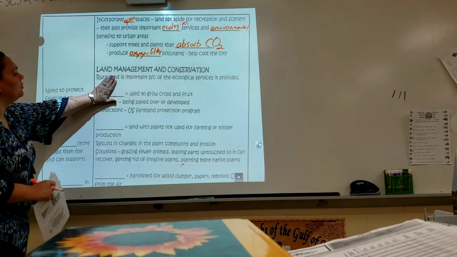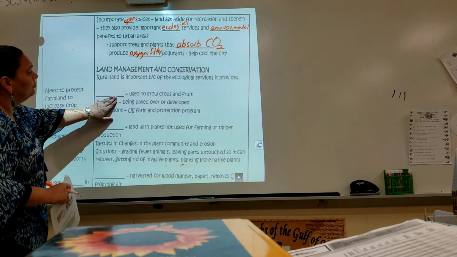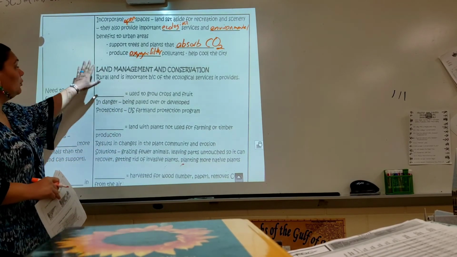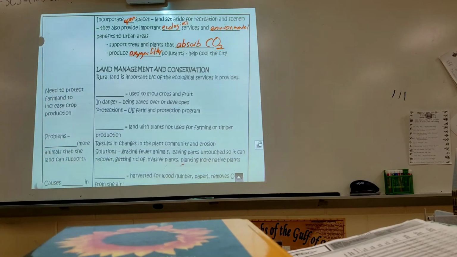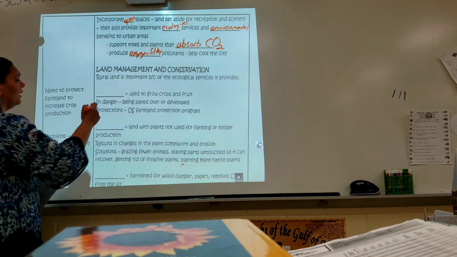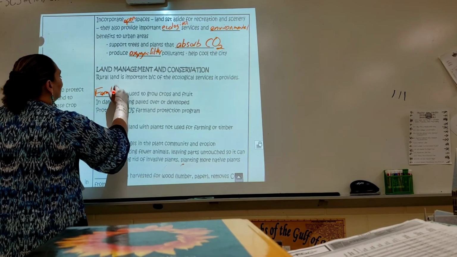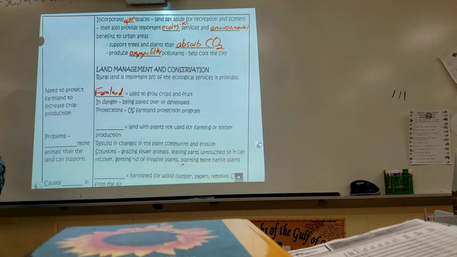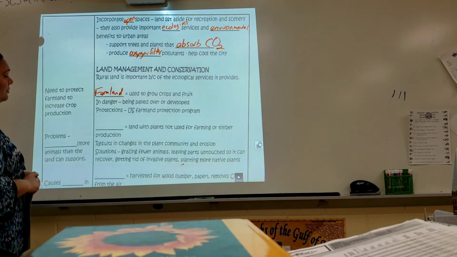All right, so land management and conservation. Rural land is important because of the ecological services it provides, right? Without rural land, we can't have food. You need to protect farmland to increase crop production. So farmland, yes, I'm changing color. I get the groove, y'all know that, and then I forget. But still, 3 colors, 3 questions.